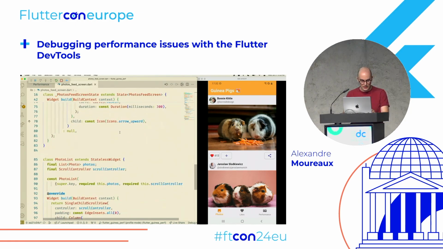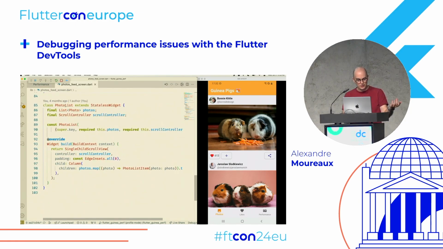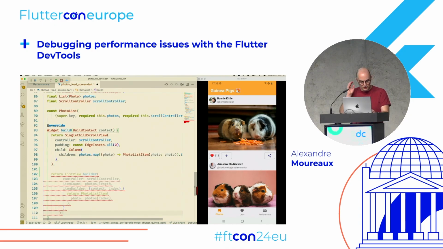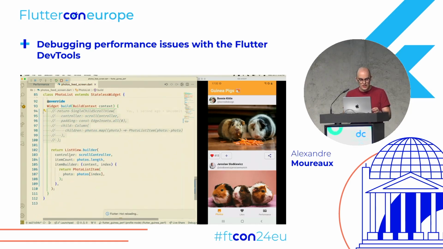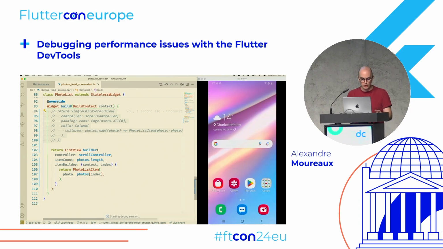Of course, let's check our photo list widget. We have a single child scroll view, which is building everything. And we can replace that, I have a snippet for that, with a list view builder instead. So that with the list view builder, it's going to virtualize and build only the widgets that are appearing on the screen. So let's rebuild, still in profilable mode, and let's see what this gives us.